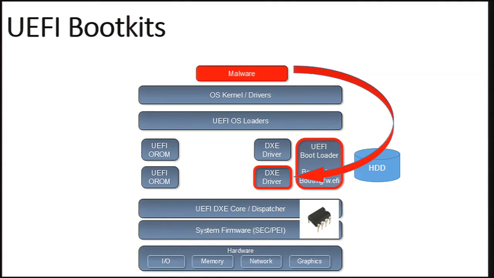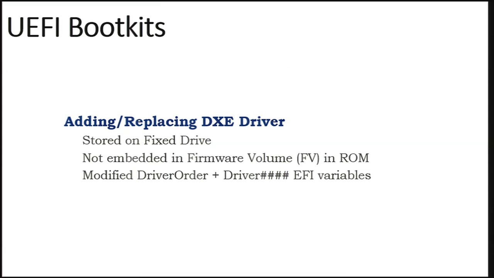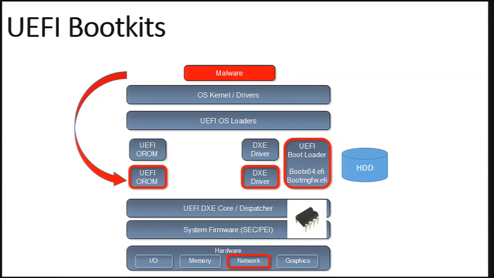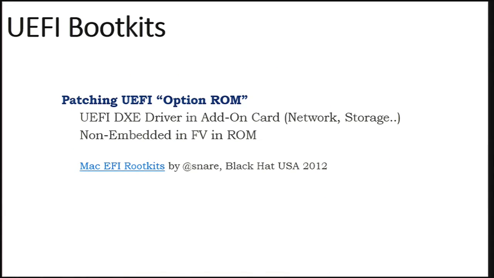The next one is if malware abuses the operating system and installs a malicious DXE driver, which is stored in a special storage on a fixed drive, not embedded in the volume. But it's possible to boot it before the operating system if the malware modifies the driver order in UEFI variables. Also interesting is abusing the UEFI option ROM. This way was presented by Snare at Black Hat 2012 for MacBooks and the macOS operating system, with proof of concept and live demo. It's a really interesting way, but so complex, and I don't see any public proof of concept for this technique.